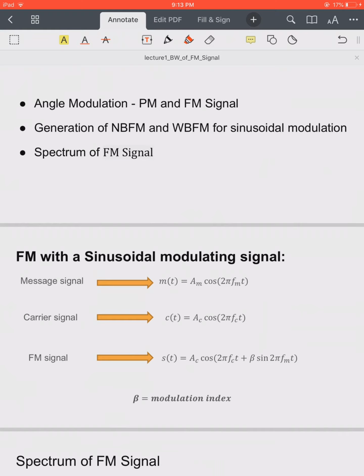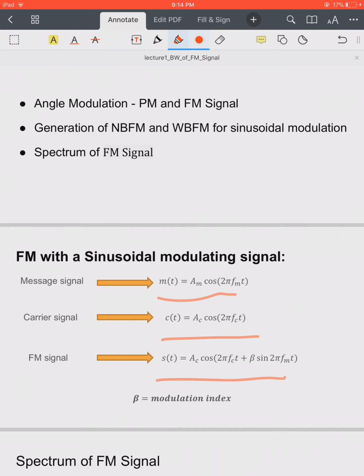This is a recapitulation of the things that we have discussed in the last few classes, that is, what will be the FM signal with a sinusoidal message signal. Here we have the message signal m(t) equal to Am cos(2 pi fm t), and the carrier signal c(t) equal to Ac cos(2 pi fc t). The corresponding FM signal will be s(t) equal to Ac cos(2 pi fc t + beta sin(2 pi fm t)), where beta is the modulation index. You know the expression for beta and how to calculate it.